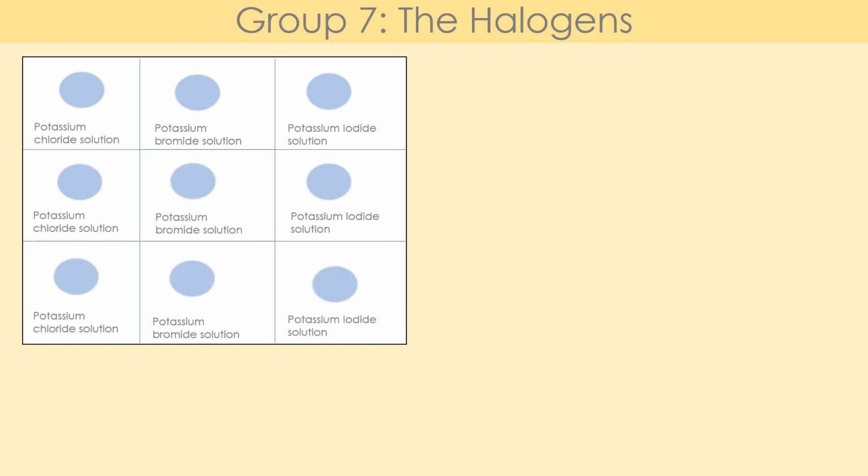Okay, we've got them on there. And you'll notice that they are essentially a colourless liquid. We're now going to add either some chlorine water, some bromine water, or some iodine water. So this one I'm going to add chlorine water. That's just chlorine dissolved in water. If I add the chlorine water to potassium chloride, we get no reaction.